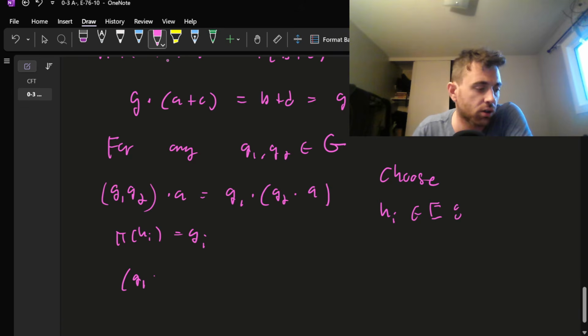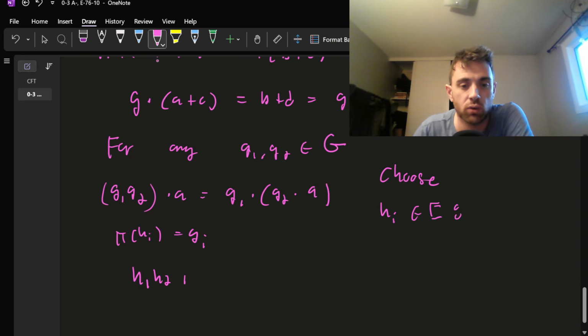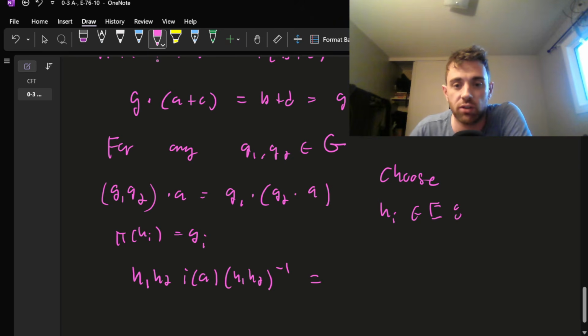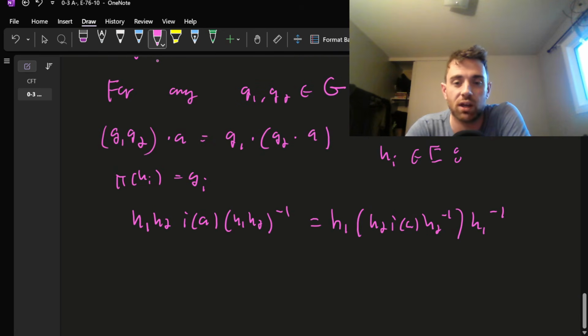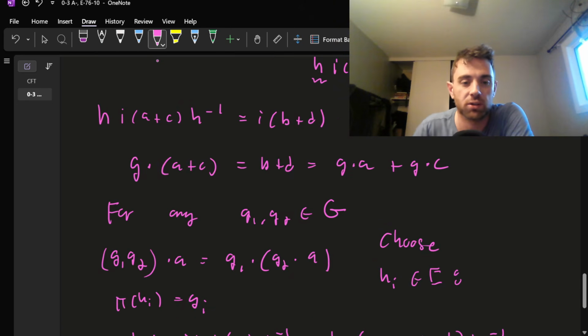g1, well, what should I say? Rather, observe that h1 h2 i(a) h1 h2 inverse, well, this is h1 of h2 i(a) h2 inverse h1 inverse. And so, in fact, we do see g1 g2 acting on a. I mean, I already wrote the relation up here.